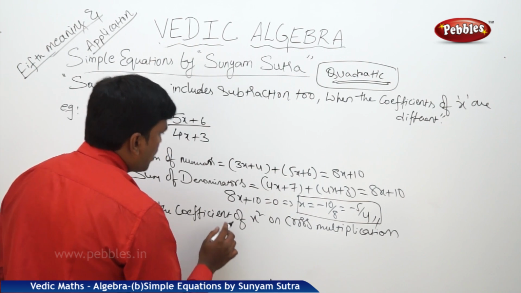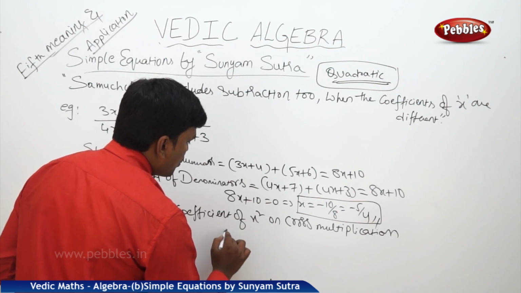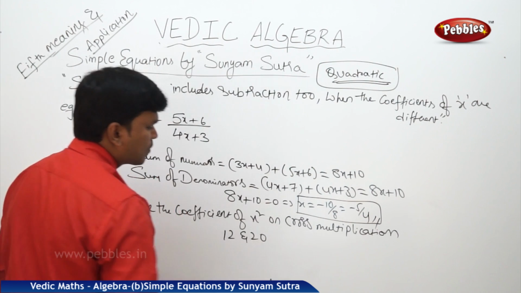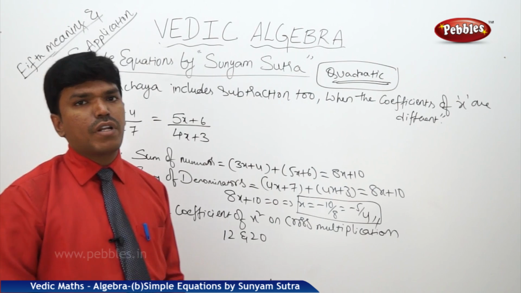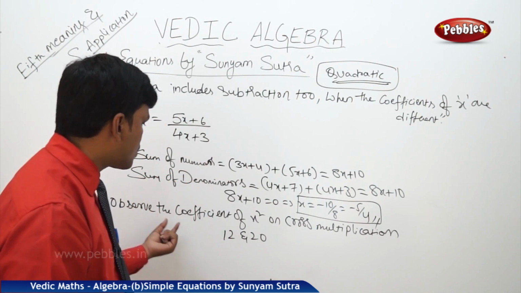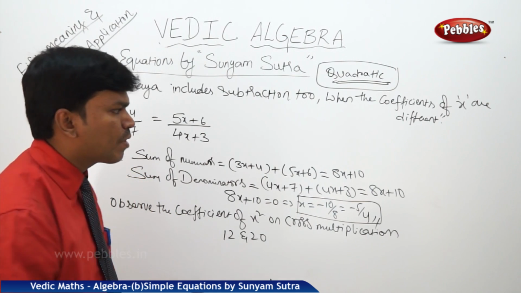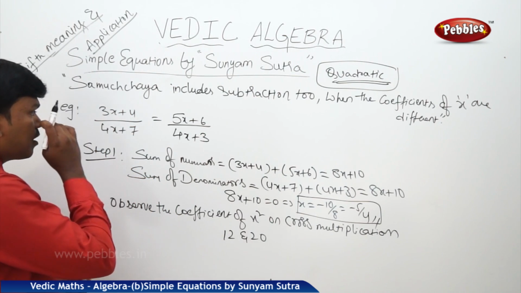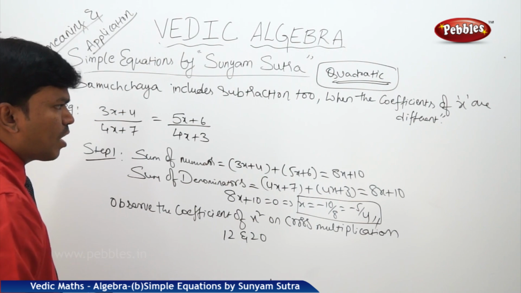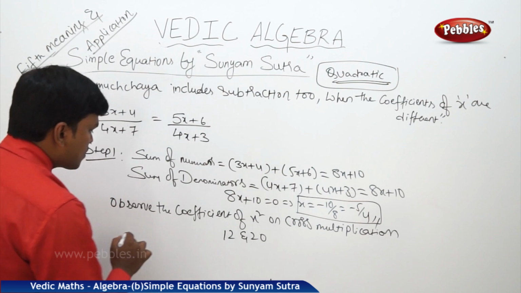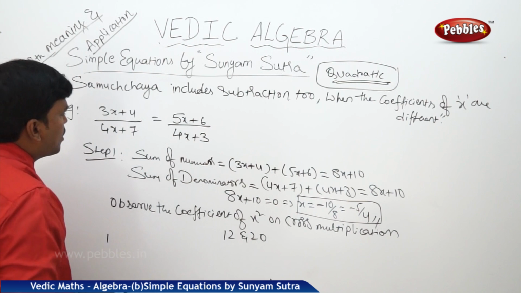If you observe the coefficient of x square on cross multiplication, how much is it here? 3 4s are 12, 5 4s are 20. It's simply 12 and 20. So both are not equal, both are different. Whenever you observe both the x square coefficients are different, the next step immediately you need to do is simply take the difference of the numerator as well as denominator on both sides.